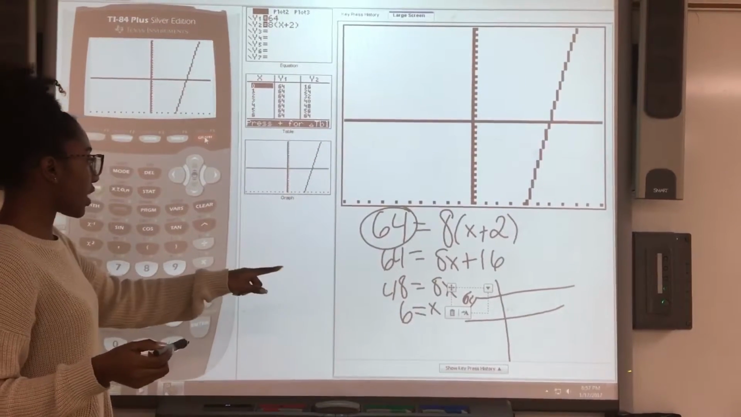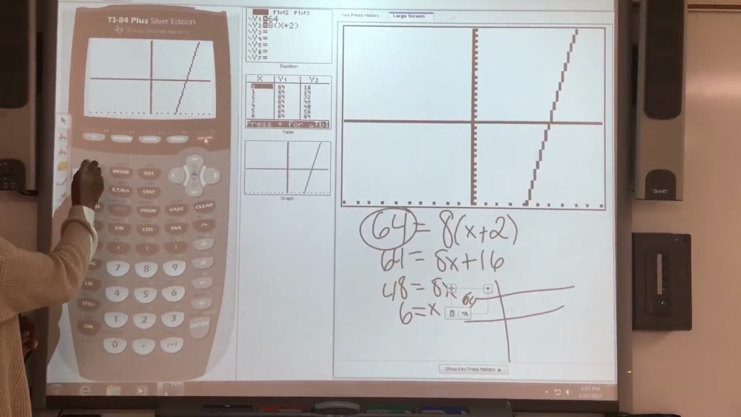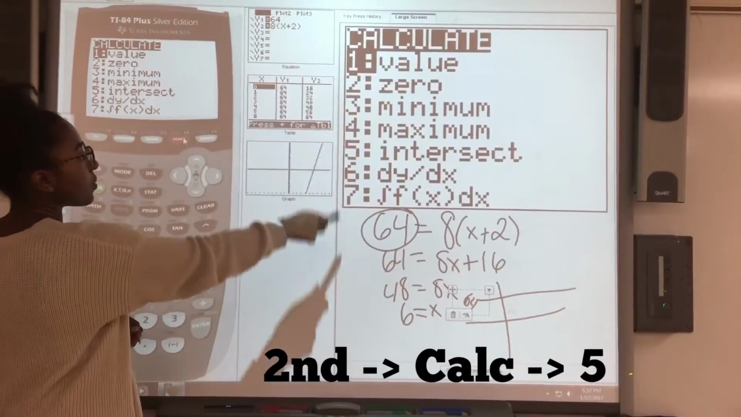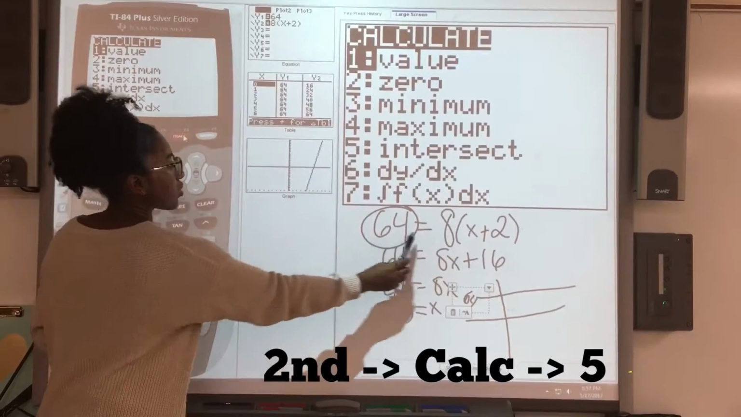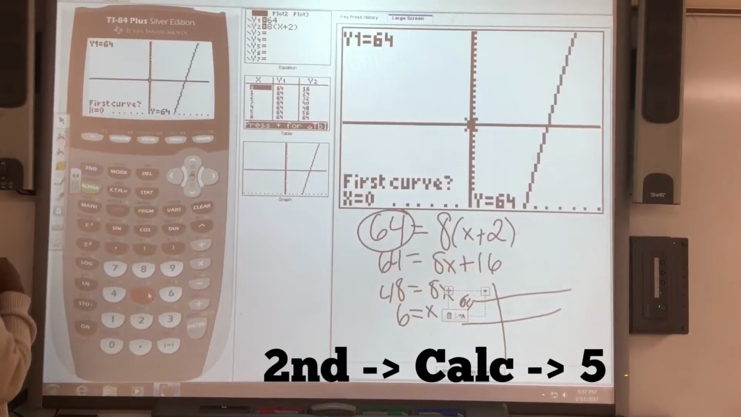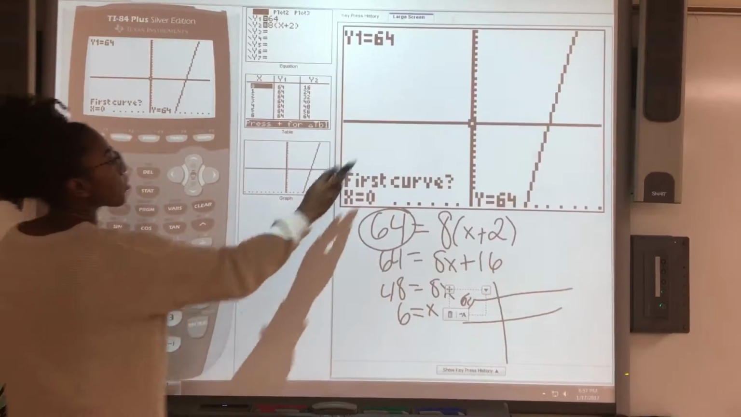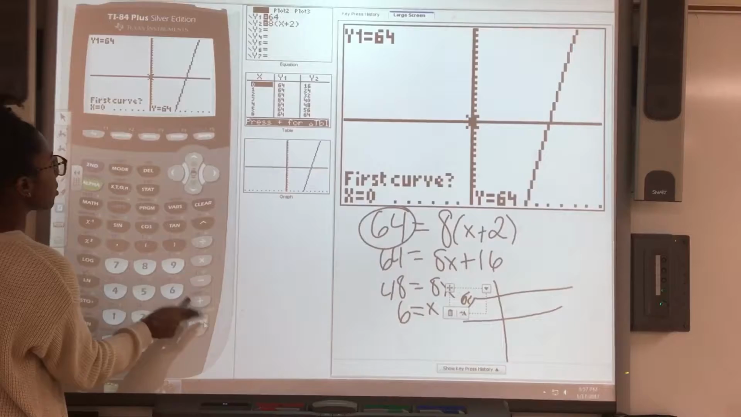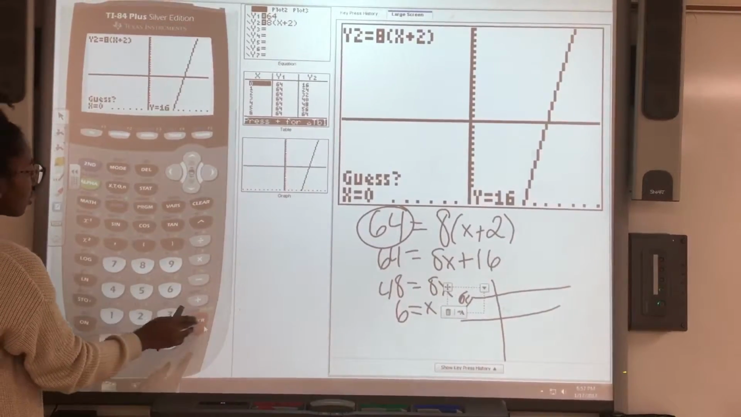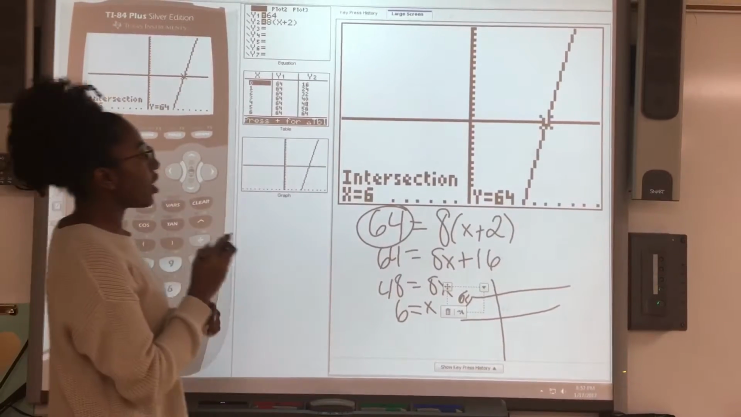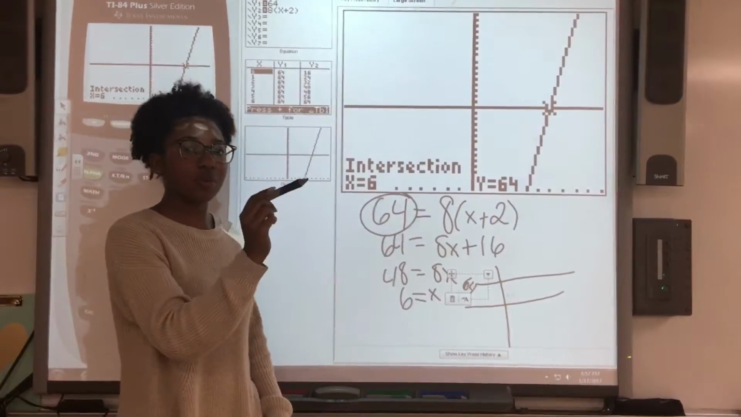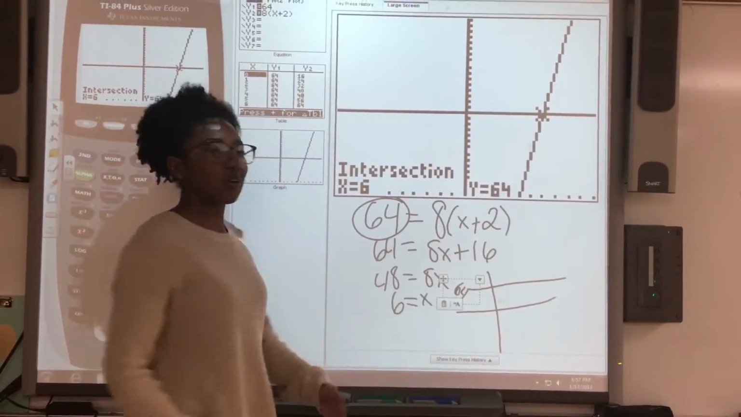To find the x equals 6, you would go to second, trace, and you're presented with all of these options. You want to know where they intersect, because that's where they equal each other, and that would give you the answer. So second trace, 5. Then you choose your first curve, which is the 64 line, your second curve, which is this one, and enter. You say guess, and it gives you x equals 6 and y equals 64. That's exactly what we had when we wrote it out by hand. So you know we were right.